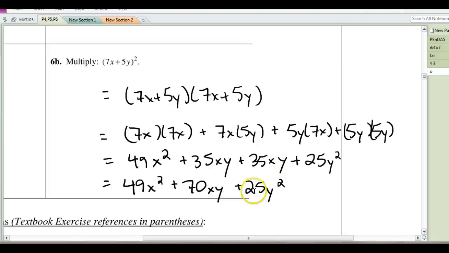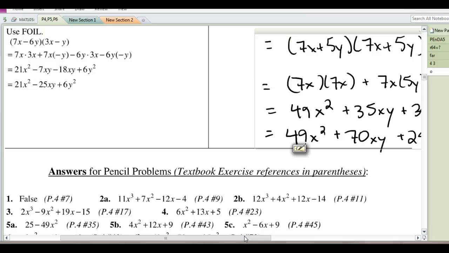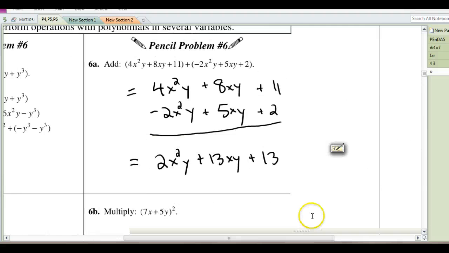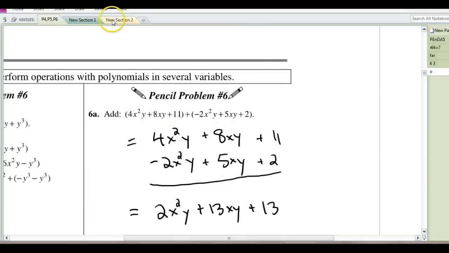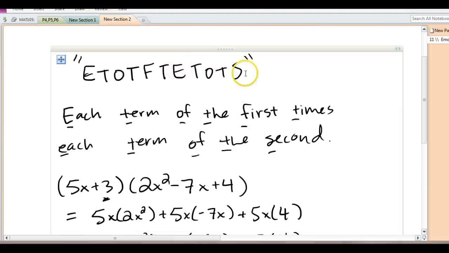We are all done. So I will see you when I do the lecture for the P5 video. Until then, enjoy multiplying your polynomials, and remember our acronym of the day is ETOTFT. Each term of the first times each term of the second.